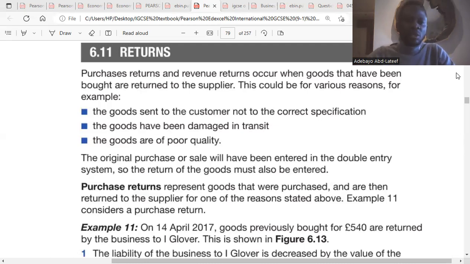Two, the goods have been damaged in transit. In the course of bringing the goods to the premises of the business or to the premises of the customer, it got damaged on the road. I won't be able to sell damaged goods to my customers. I have to return. Is it clear? The third one is the quality of the product. What I wanted was not what I got. What you ordered is not what you are seeing. That means the quality is not there. You have to return to the supplier. I think it's clear.